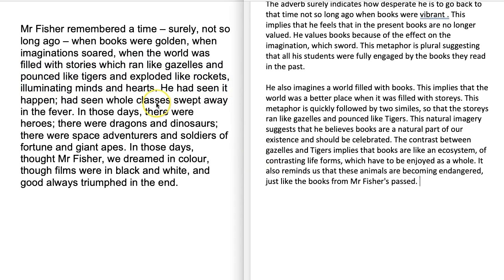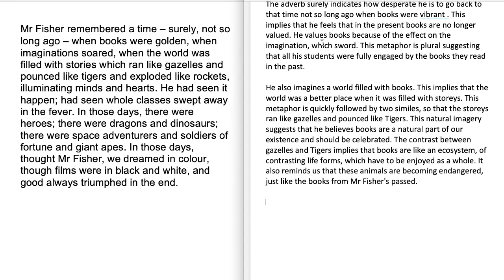Let's have a look at the next simile. Exploded like rockets. Well, I can definitely write something about that. Illuminating minds and hearts. Definitely write something about that. Now, I'm keeping my eye on the time because I need to write about the ending. Well, tactically, all I'll do is just keep writing about stuff. And then, when I've got 2 minutes left, I'll write about the ending. So I'll make sure that I've always got that full answer.